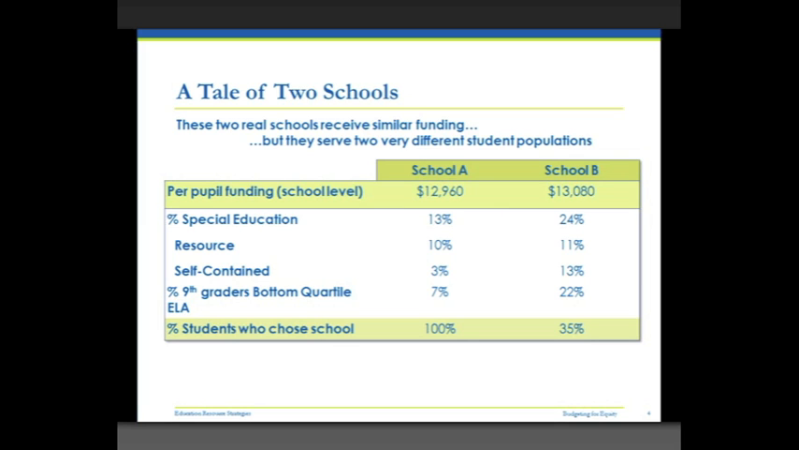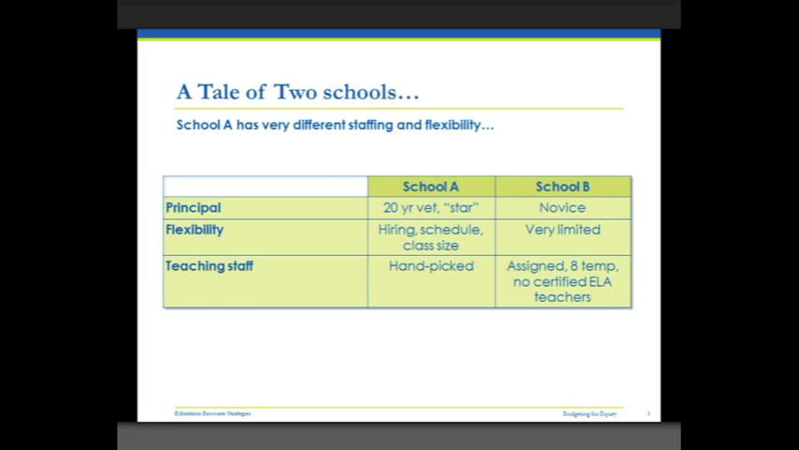In addition, school A, with very much less need, has very different staffing and flexibility levels. In school A, the principal is known as a star, has been a principal for 20 years, and has complete flexibility over who he hires, the schedule, and how he organizes and groups students, and has handpicked his staff. In school B, this principal is a novice. He's got very little flexibility, and his teaching staff is assigned to them. Not only that, this school has 8 temporary teachers who are not certified in ELA, and you saw what a challenge English language arts was in this school.